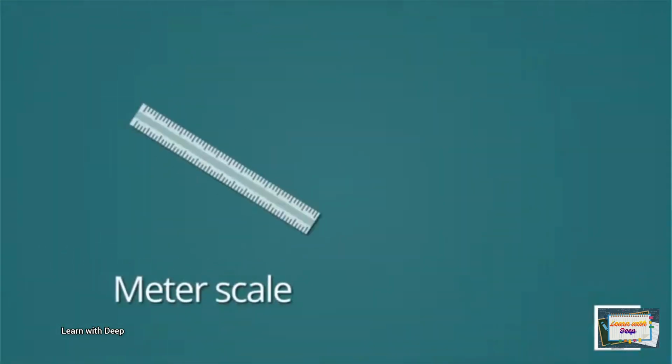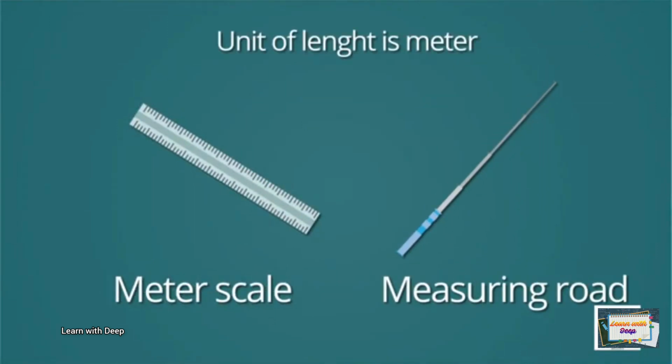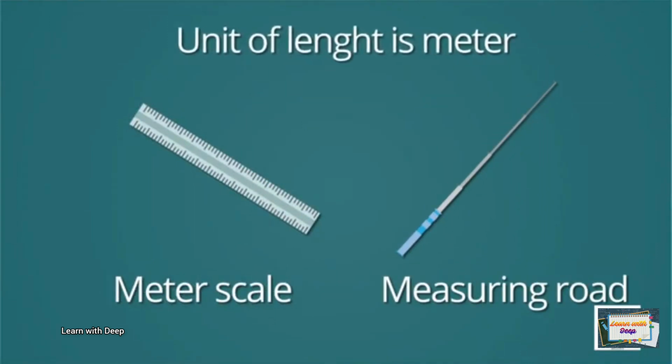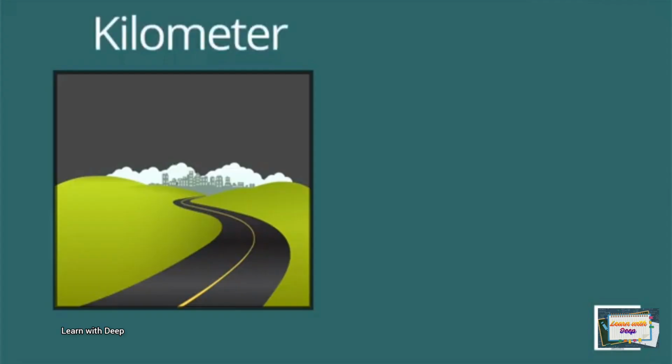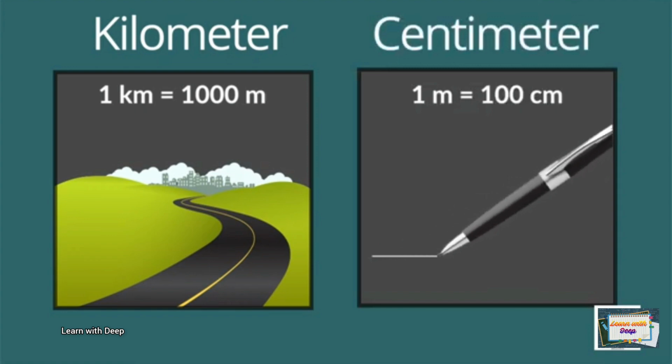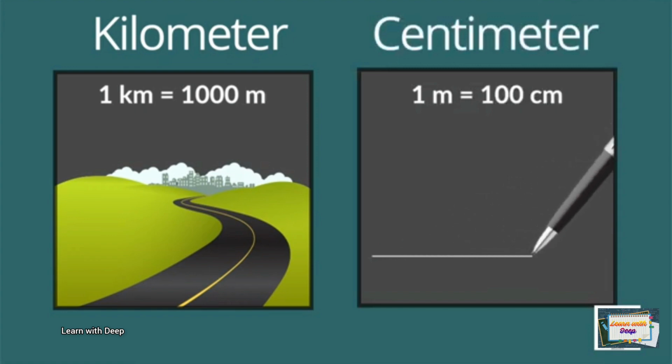Length can be measured with the help of a meter scale or a measuring rod. The unit of length is meter. For measuring large distances, a larger unit of length, kilometer, is used. 1 kilometer is equal to 1000 meter. For smaller distances, a smaller unit called centimeter can be used. 1 meter is equal to 100 centimeter. So we do need to know the correct way of measuring lengths and distances.